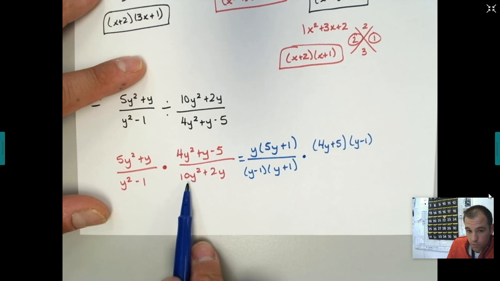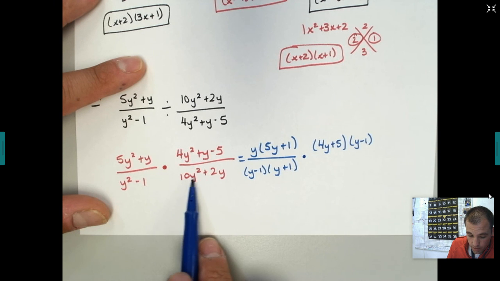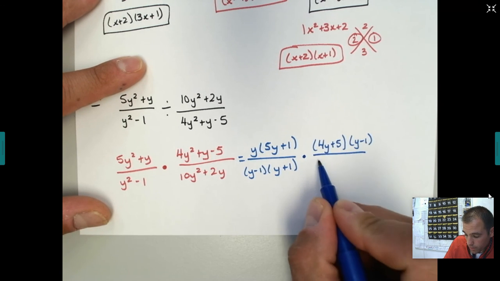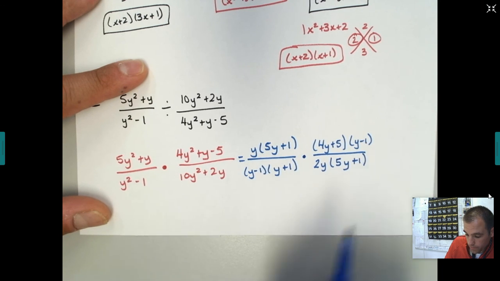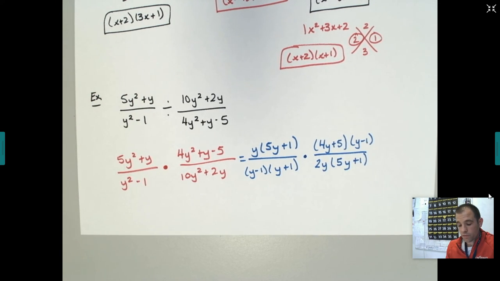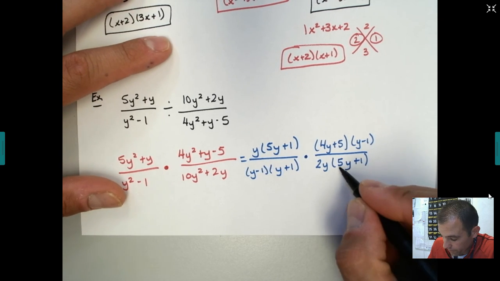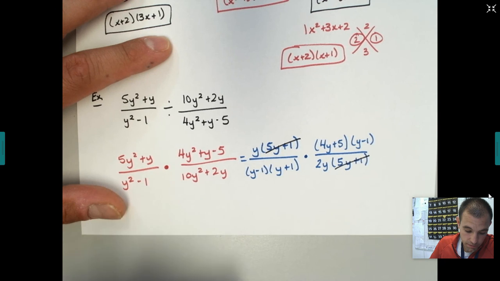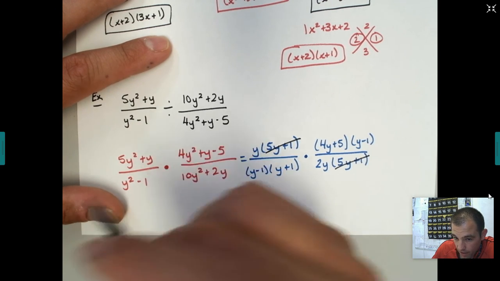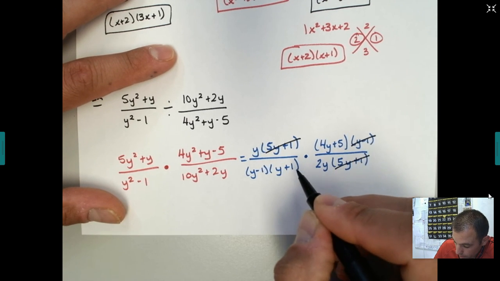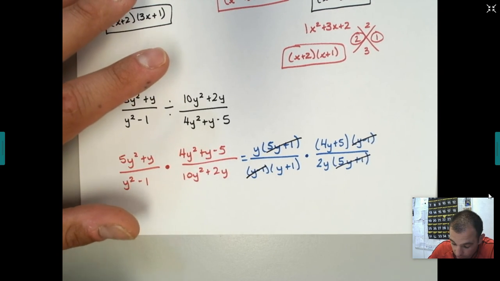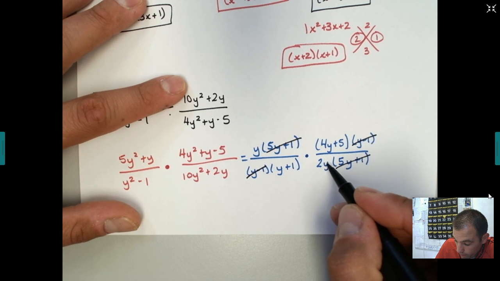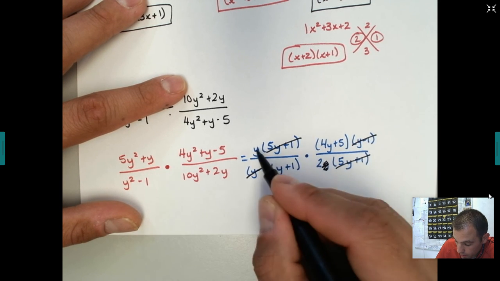And then this bottom one has a 2y in common. So I'm going to take the 2y out, and that would leave 5y plus 1. And once again, once we have factored it, we just start canceling things that are the same. I have a 5y plus 1 and a 5y plus 1. I have a y minus 1 and a y minus 1. What else do we have? I have a y right here. This y cancels that y.